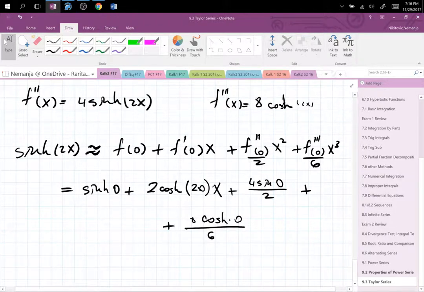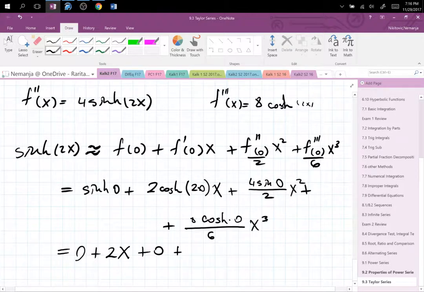So cosine hyperbolic of 0 is 1. So we have 0 plus 2x plus 0, plus 4/3 x cubed.